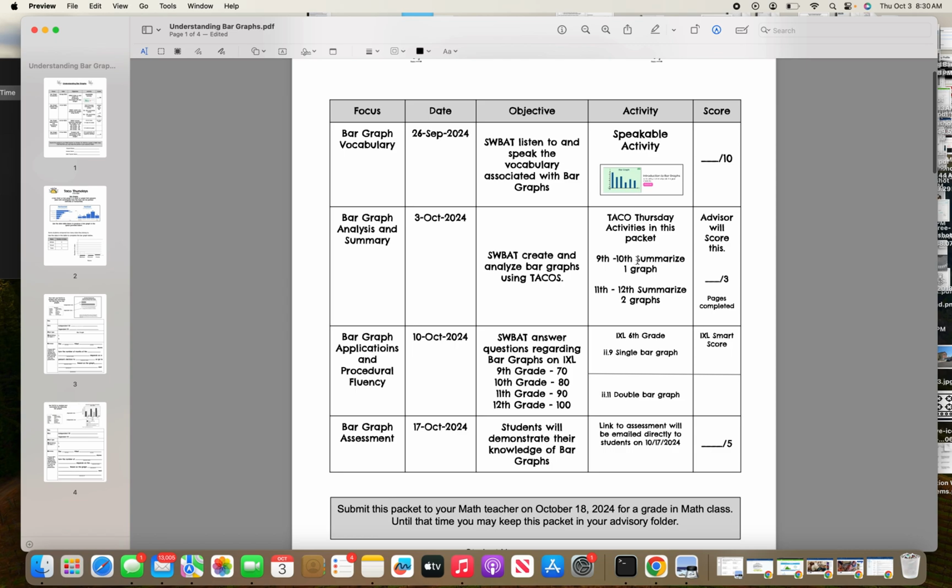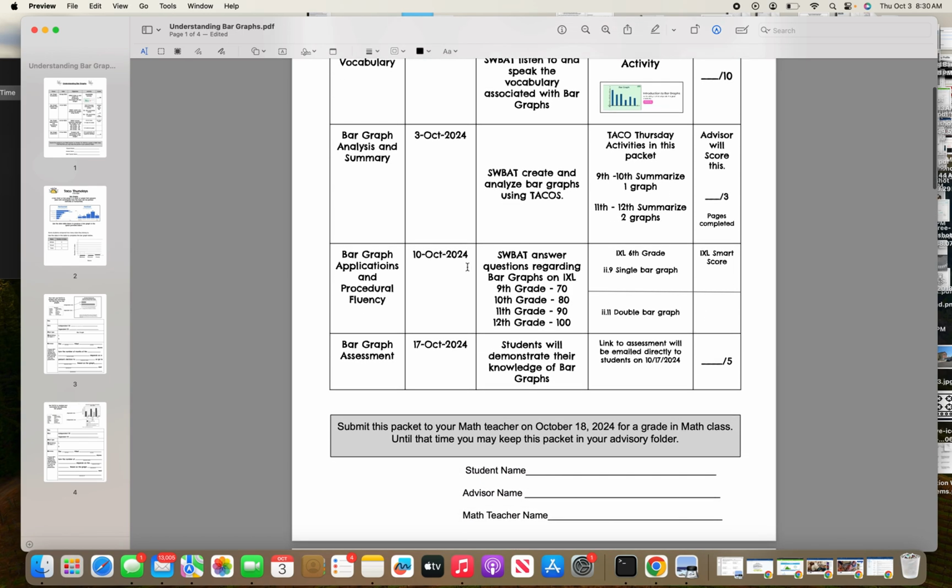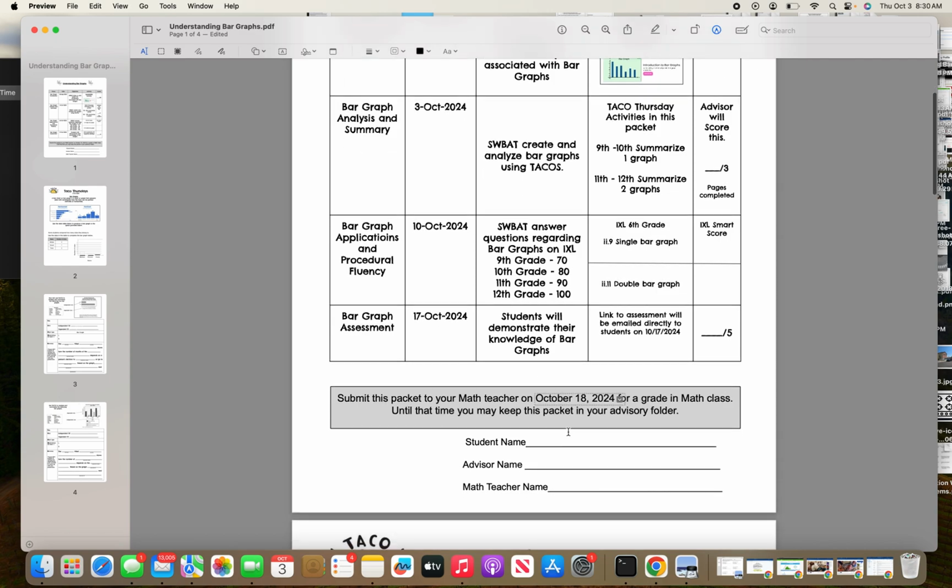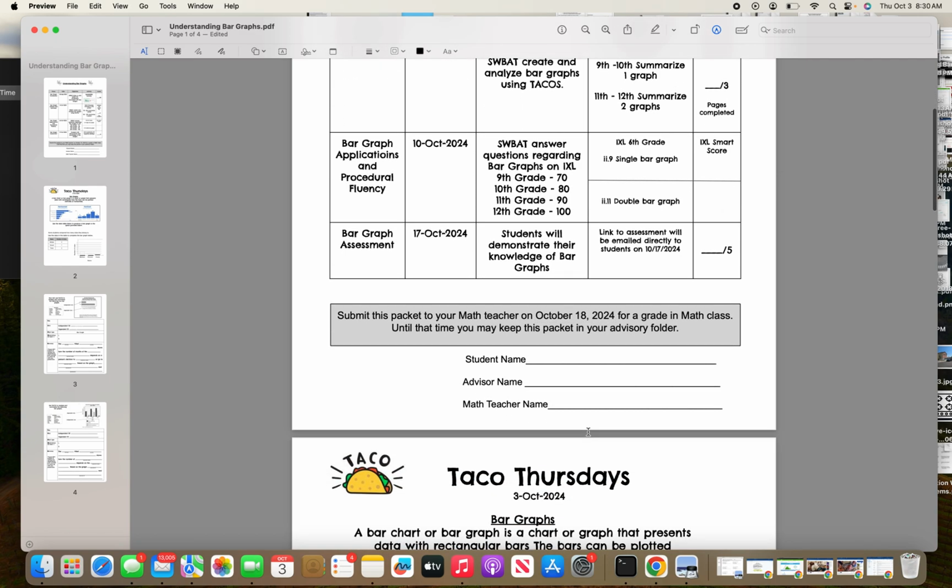If you are ninth through 10th, you have to complete the first graph, summarize at least one graph. If you're 11th grade and 12th grade, you have to summarize two graphs, all right? Then next week, we're going to be working on IXL, and based on what grade you're in, you're going to have to earn that score. And then the following week, I'm going to be sending out a quiz for you guys. It's a 5-question, 5-point quiz. Okay. So after you've done all that, on the 18th, you're going to turn this in to your math teacher. So please go ahead and put your name on this document, your advisor's name, and your math teacher's name.